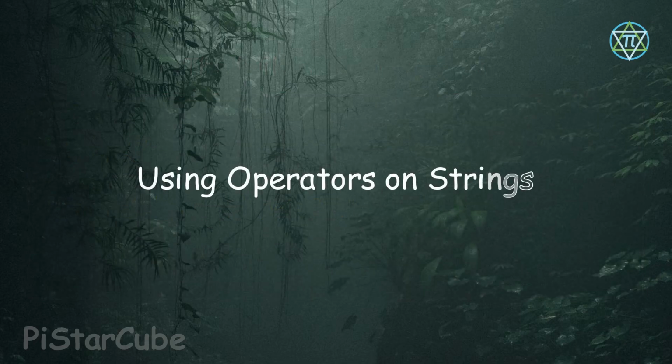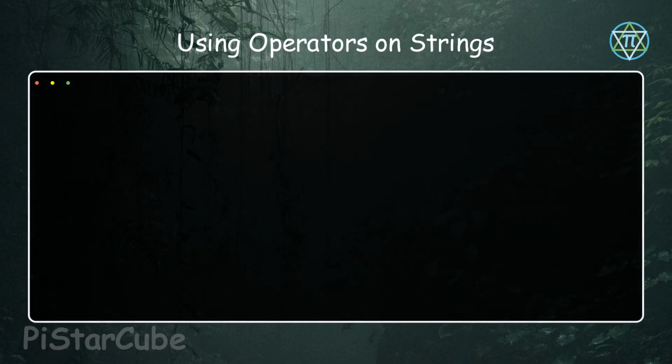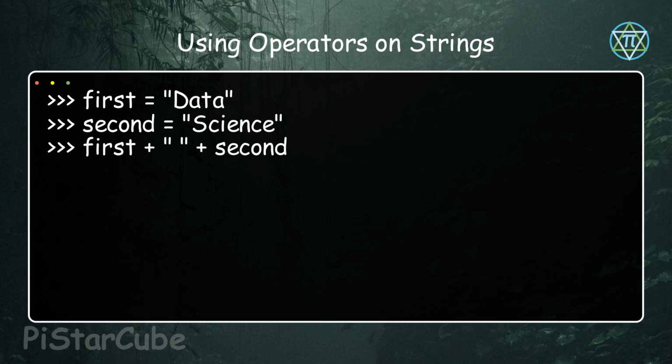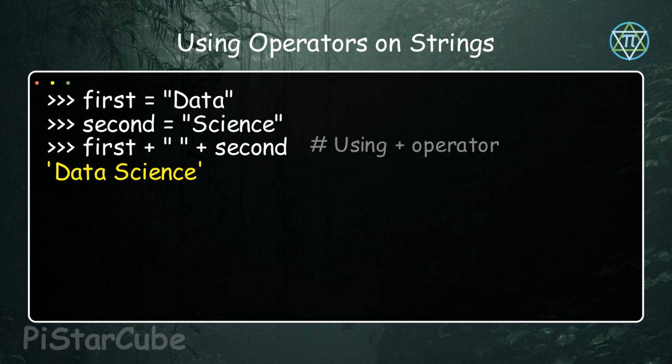Using operators on strings. Now, let's see how we can join strings together using the plus sign. Say you have a word data and another word science. When you add them with a space between them using the plus operator, it simply combines them into one phrase, data science. It's like putting Lego blocks together to build something bigger.